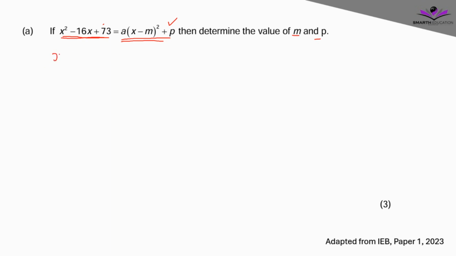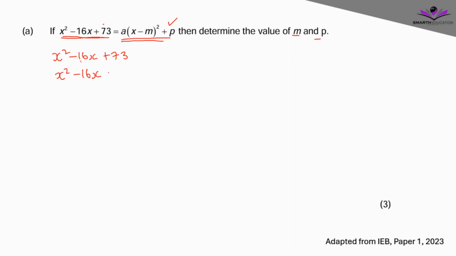So we have x squared minus 16x plus 73. What's the first step? Is to find half of the coefficient of x, which is half of negative 16. Then we square it, and after that we add and subtract it. So it becomes x squared minus 16x, and then half of negative 16, which is negative 8, and then we square it, and then after squaring it, we add and subtract.